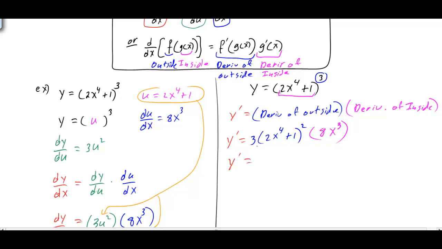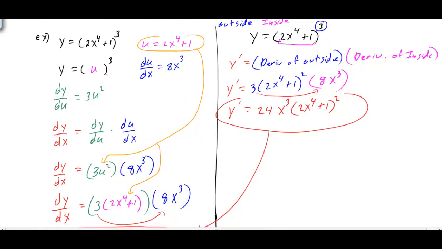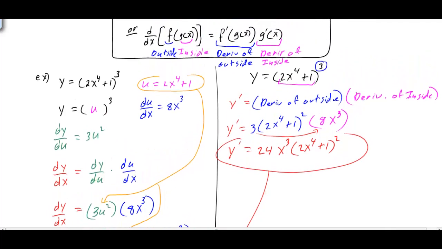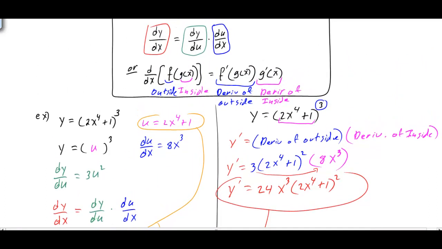And once again, if we multiply the 3 and the 8, we get 24x cubed multiplied by 2x to the fourth plus 1 quantity squared. And if we compare this answer, this is the same thing that we got over here. So I told you it'd be a whole lot easier using this technique. Now you're thinking, why did I go through this whole process on the left? Well, I wanted you to understand the idea of the inside function being u and how we would go through the process here, what this means when we're finding dy du and du dx.